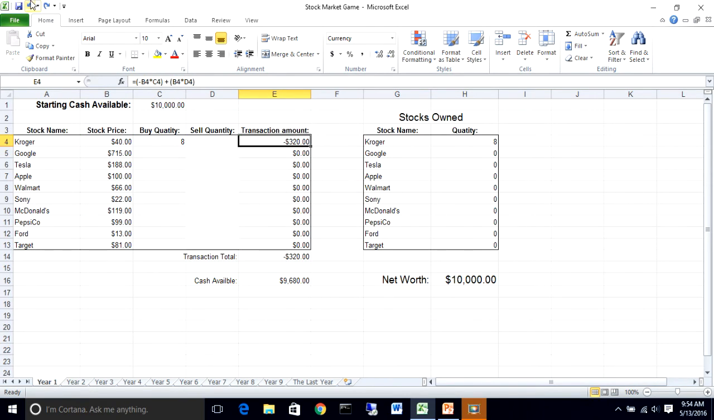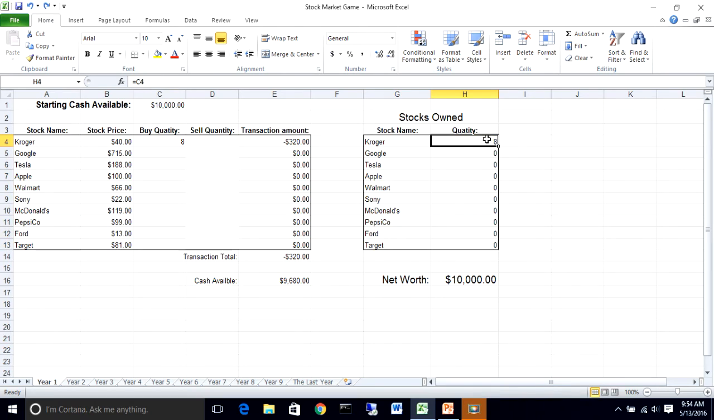Okay, and I'm going to undo myself. So it's going to cost me negative $320. Again, I have $10,000 to start with. Up here is always how much money you're starting with, and then down here it says how much is cash available. So I started with $10,000. I spent $320, so that gives me $9,680 left.